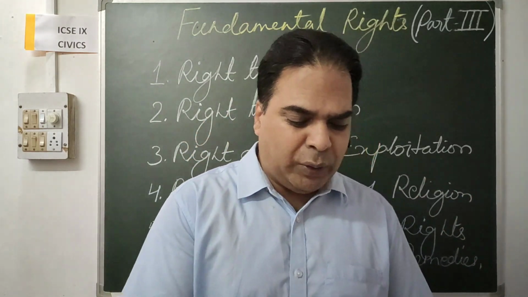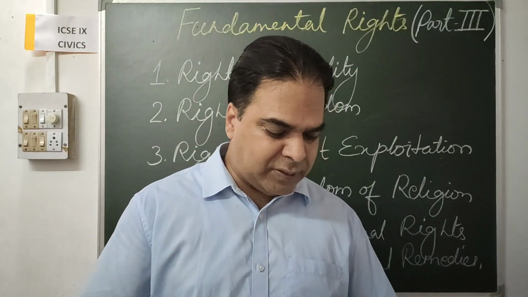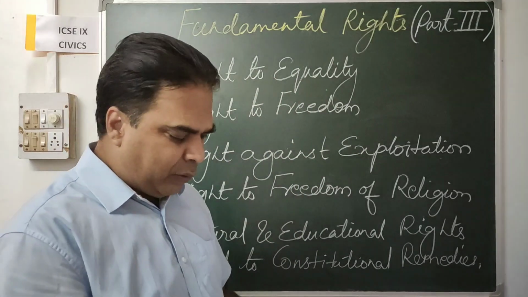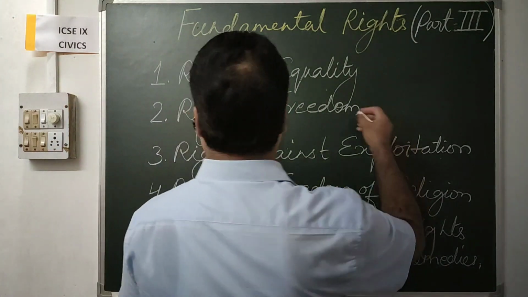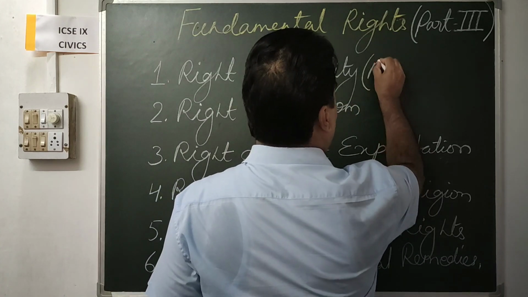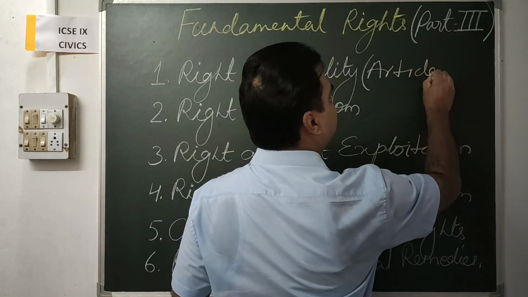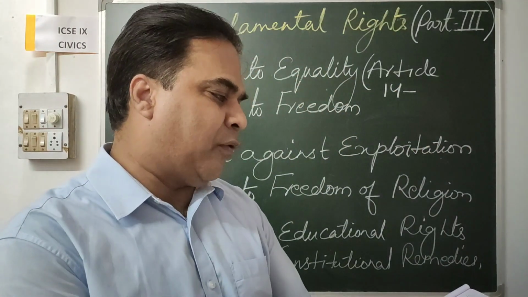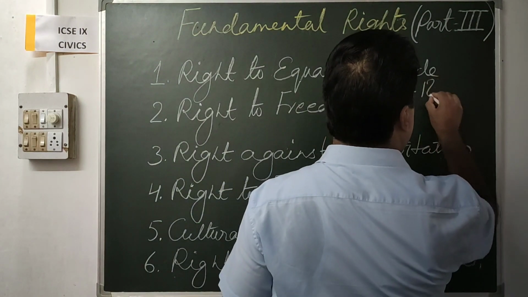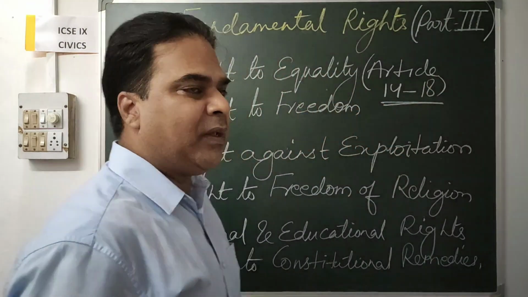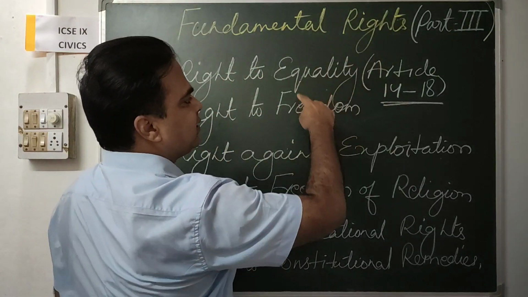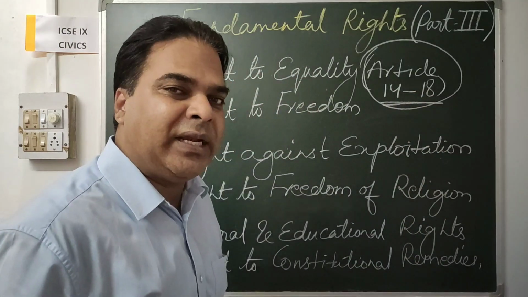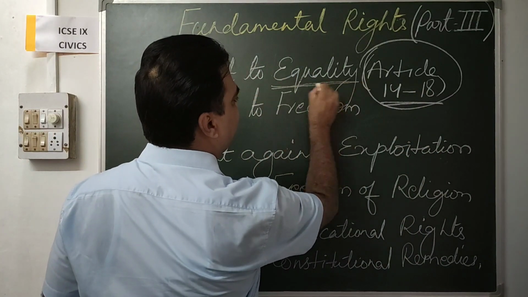Okay, now let's do it one by one. First of all, we'll look at the right to equality. The right to equality is mentioned in Article 14 to 18. So Articles 14 to 18 deal with the right to equality.